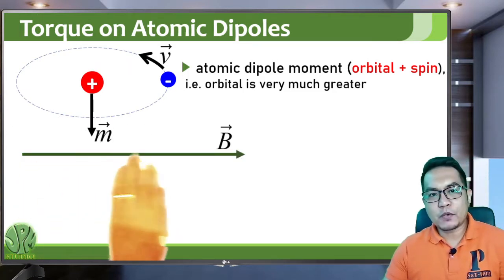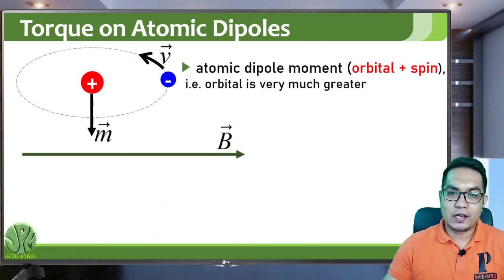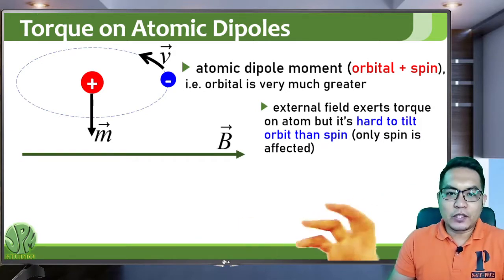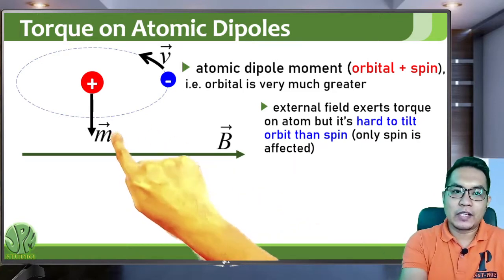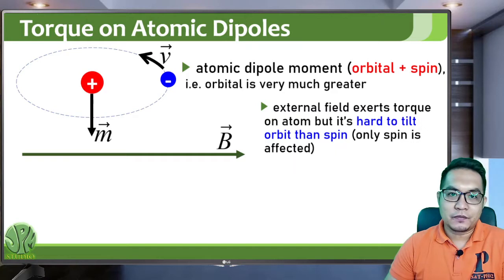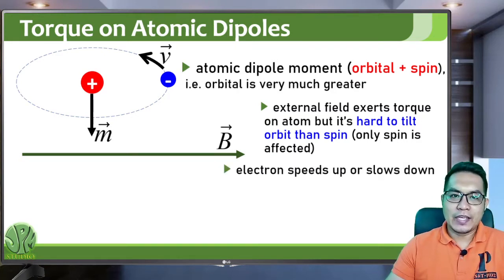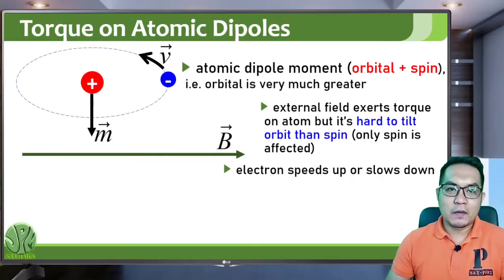So if you expose this atomic dipole to an external magnetic field, not necessarily uniform, then the external field will exert a torque on the atom. But since it's harder to tilt the orbit than the spin, only the spin dipole moment is affected, since it's hard to rotate the orbital dipole moment. So only the spin dipole moment is affected by the torque. In this case, the electron will either speed up or slow down. So that is the effect of the external magnetic field on an atomic dipole.